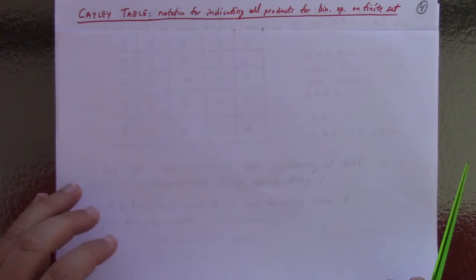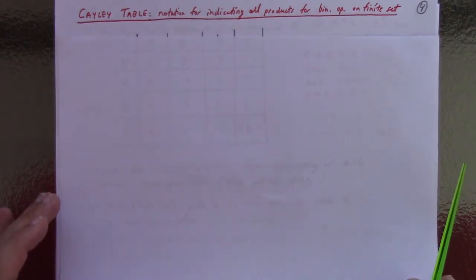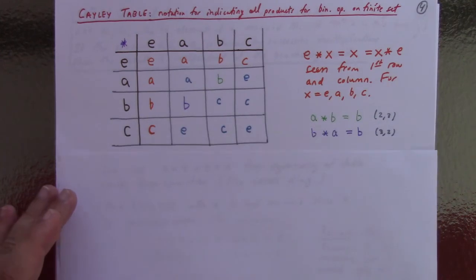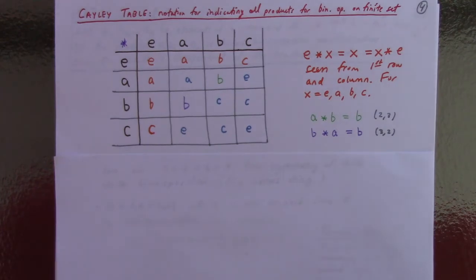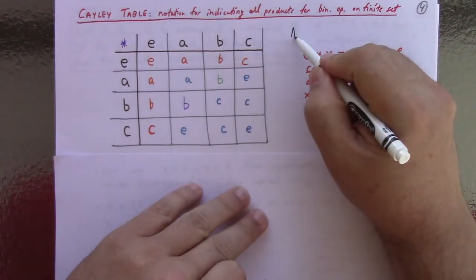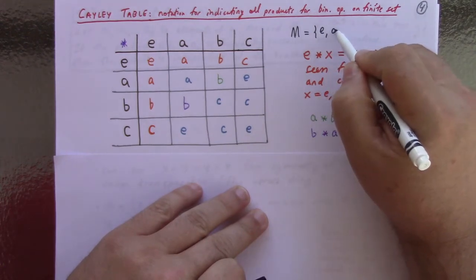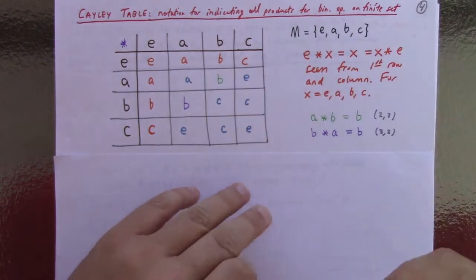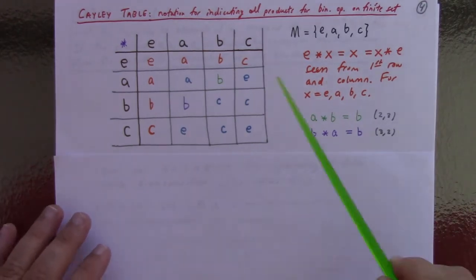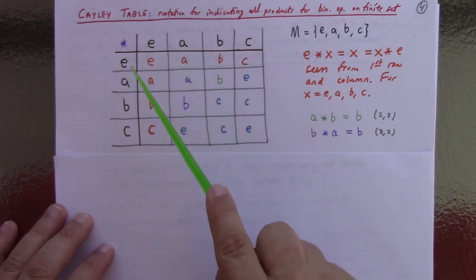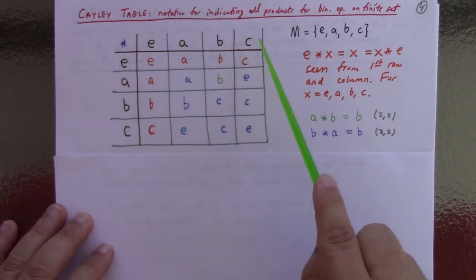Cayley table. A Cayley table is a nice way to indicate a finite set of products for a finite set. In other words, to define a binary operation. Here's a good one. The set we're looking at in this case is M. Let me say M is the set containing E, A, B, and C. So the first row and first column here, you can see what those mean: E times E is E, E times A is A, E times B is B, E times C is C.